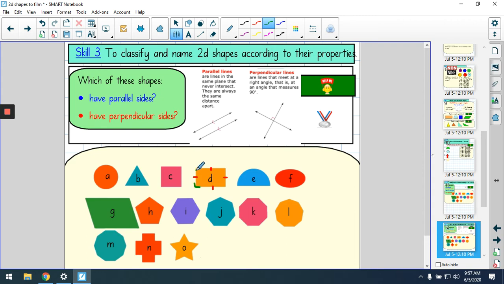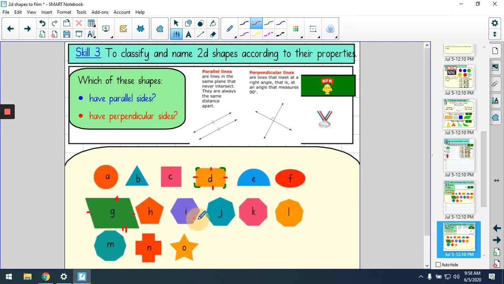Here, these, here, here, and here. E is not a polygon, so it hasn't got straight sides, so they're not parallel or perpendicular. Neither is F. G has got parallel sides. 1 pair here and 1 pair here. They do not meet at right angles. H has not got parallel sides or perpendicular because it's got to meet at 90 degrees.